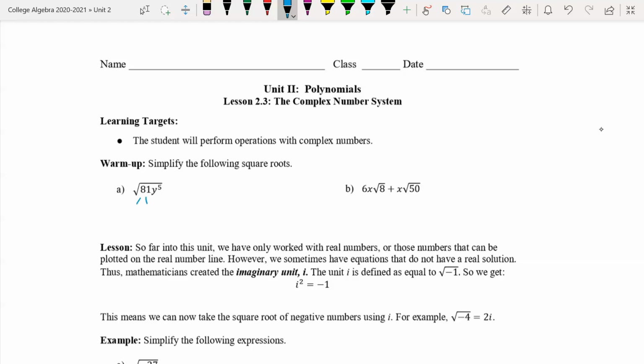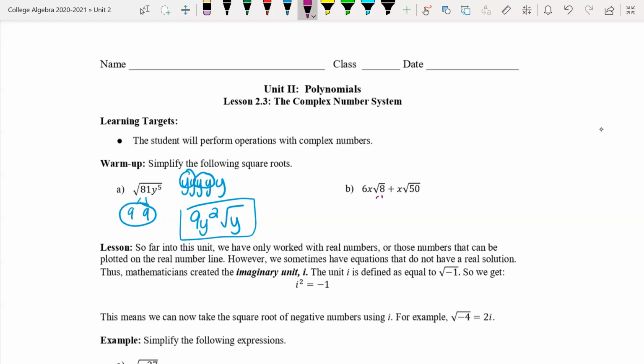So if it's a square root, remember I want to make pairs, so this one splits into a pair of 9s. If I have 5 y's, I can make 2 pairs. So on the outside, I would have 9y squared, and then on the inside, I would have the square root of y, and that would be my answer, right?